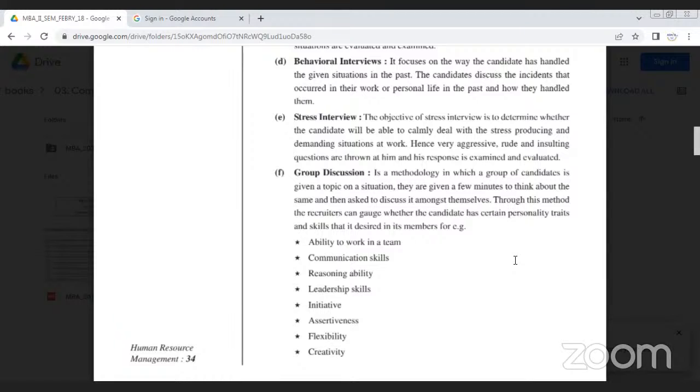Through this method, the recruiter can find out whether the candidate has certain personality traits and skills that are displayed in its members. For example, ability to work in a team, communication skills, reasoning ability, leadership skills, intelligence, assertiveness, flexibility, and creativity.